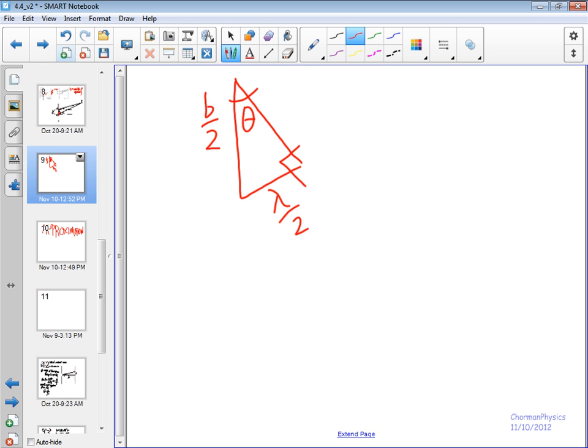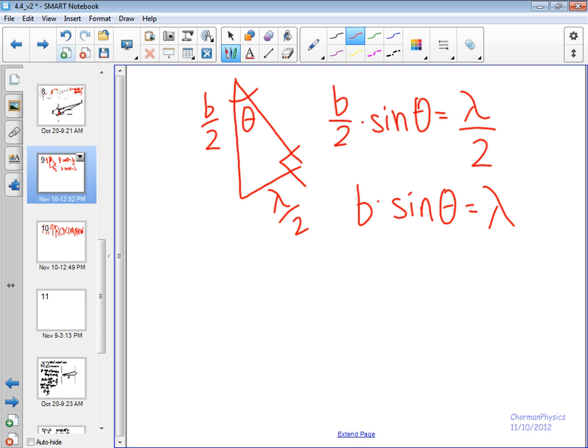What we see here through our trigonometry is that b divided by 2 times sine of theta is going to be equal to lambda over 2. So b times sine theta is equal to lambda once those 2's cancel out. This is our main formula that we're going to be using.